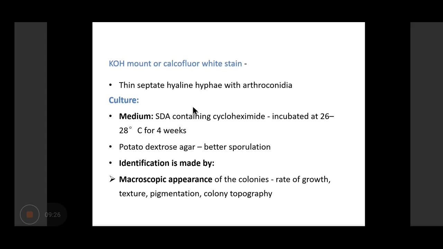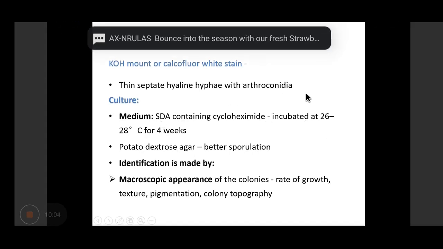And when we culture it in Sabouraud dextrose agar, we add cycloheximide along with chloramphenicol. You know that we need to put antibiotics to culture fungal infections in order to inhibit bacterial contamination. For dermatophytes, we put cycloheximide as well because it will inhibit saprophytic fungi. So SDA with cycloheximide along with chloramphenicol, gentamicin or amikacin is incubated at 26 to 28 degrees centigrade for 4 weeks. Growth will start appearing after 15 days.